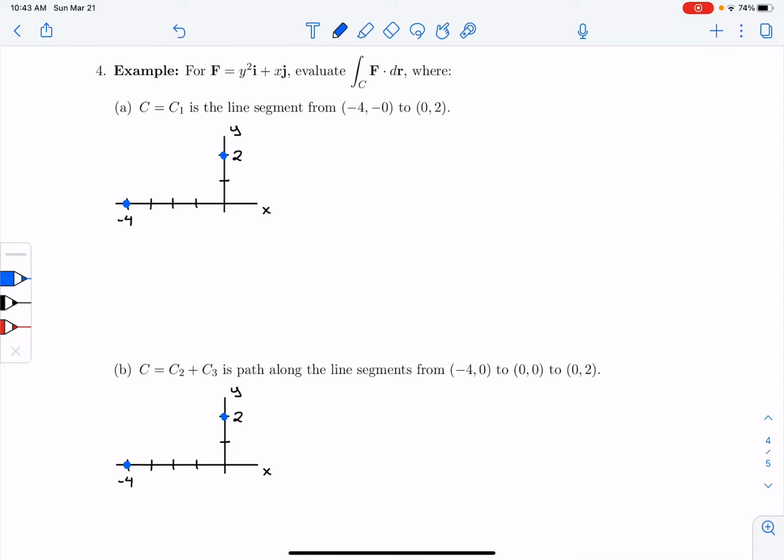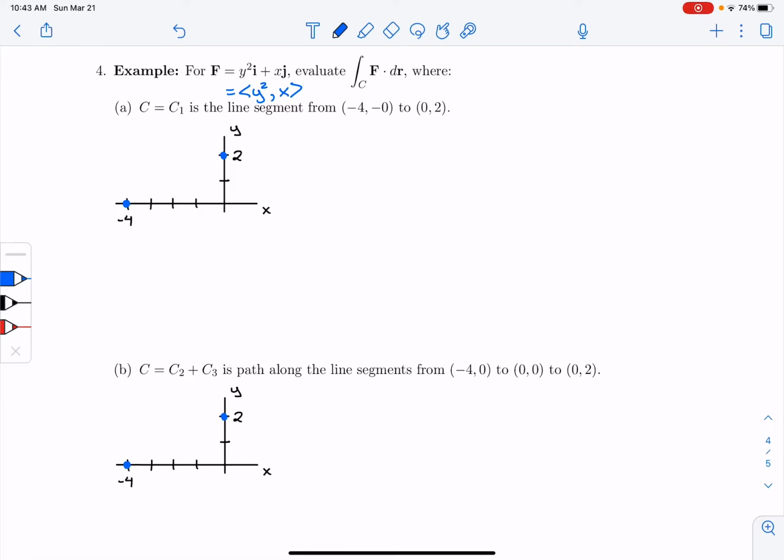We will now evaluate a line integral over a vector field for several different paths that start at the point (-4, 0) and end at the point (0, 2). The vector field that we're going to integrate is y squared i plus x j. That can also be written as the vector ⟨y squared, x⟩. And we want to integrate F dot dr on a curve C.